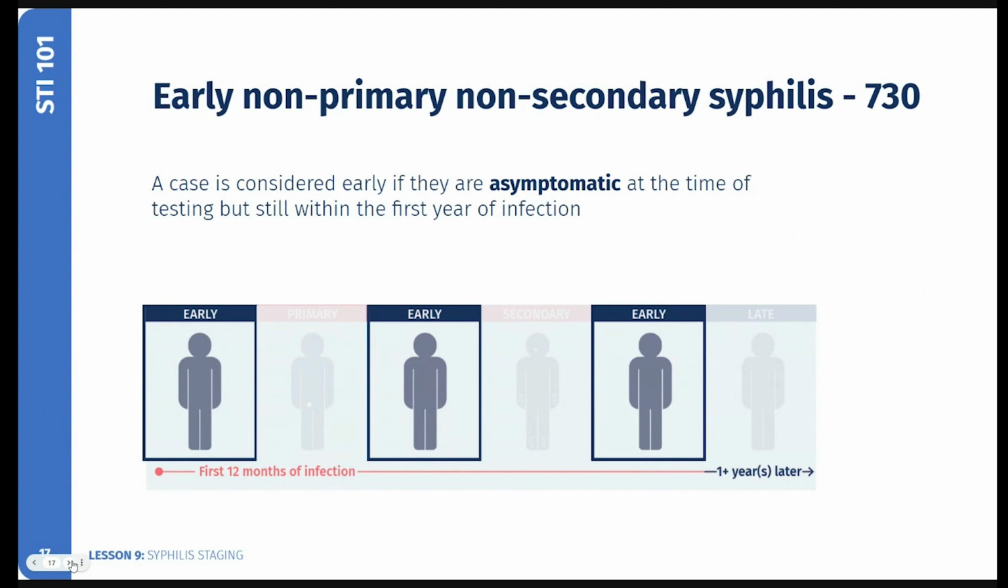Let's go back to the full timeline. So we've talked about the primary lesion and we've talked about the secondary symptoms. In the first year of infection, the time between these two infectious periods is known as early non-primary, non-secondary syphilis. If you can prove that a person acquired syphilis within the last year, but they are not symptomatic at the time that they are seeking testing, then we would call them an early case. So this includes persons who are in their incubation period, persons who are between primary and early, and persons who just completed their secondary stage.